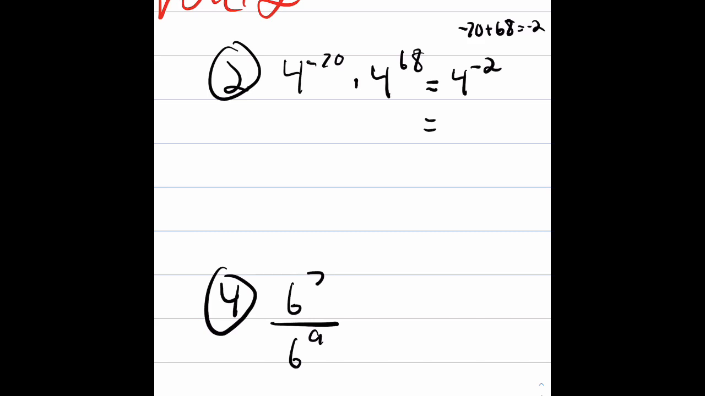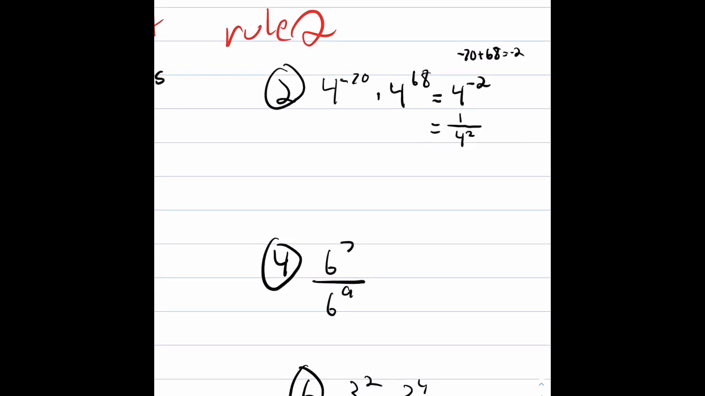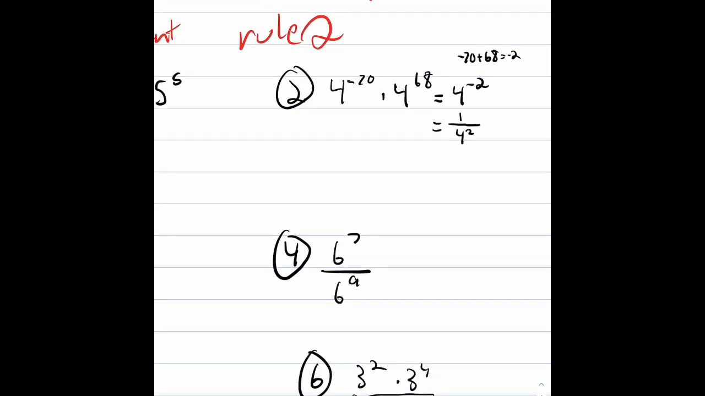But we're not done, because we learned that we can have negative exponents, and the way to make it a positive exponent is bring everything to the bottom and leave the exponent as a positive. Now, that's number 2. All right, I also want us to check out number 7.